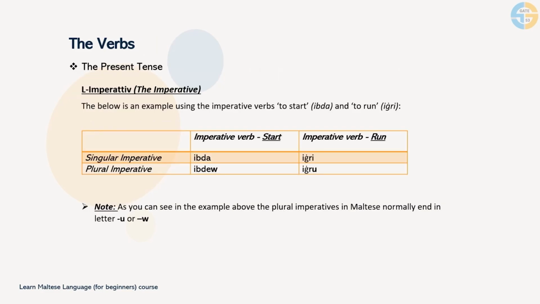Let's continue on the imperative to go into more detail. Below is an example using the imperative of the verbs to start and to run. To start in Maltese is ibda. So I'm saying, you start, or you run. So the verbs are to start, ibda, and to run, ijri.